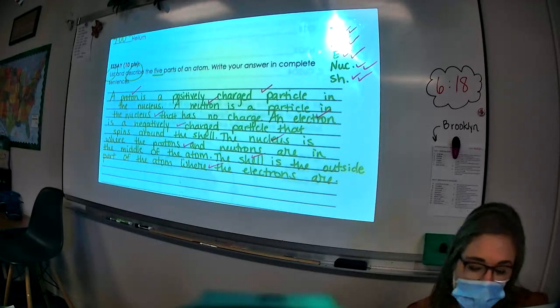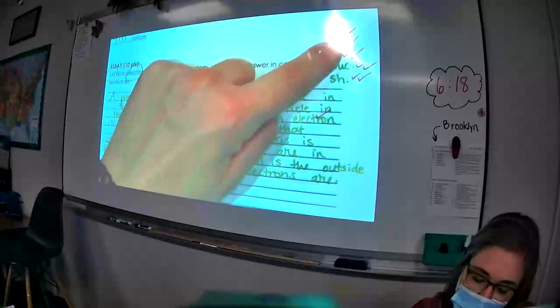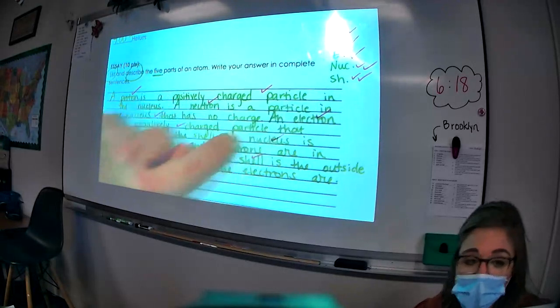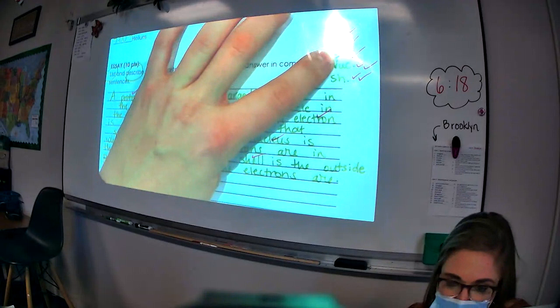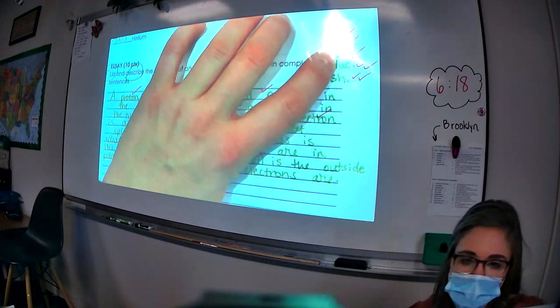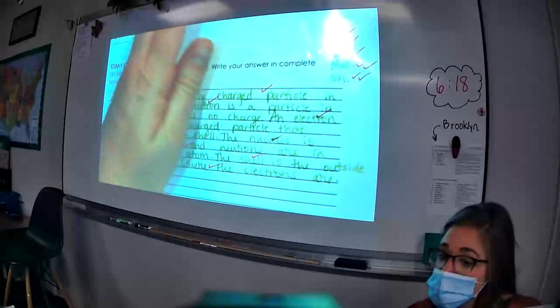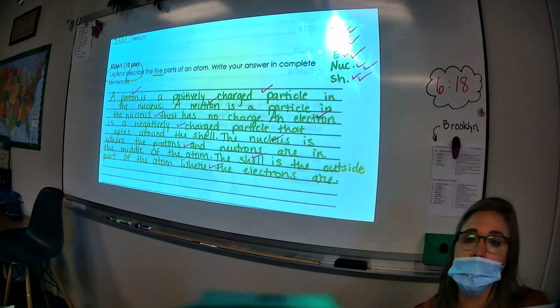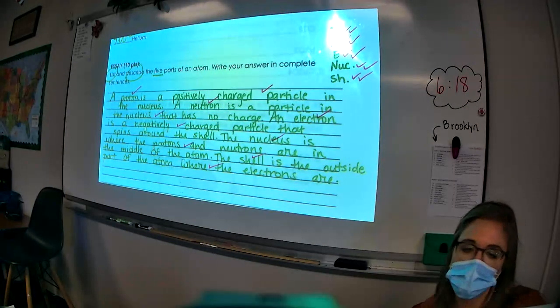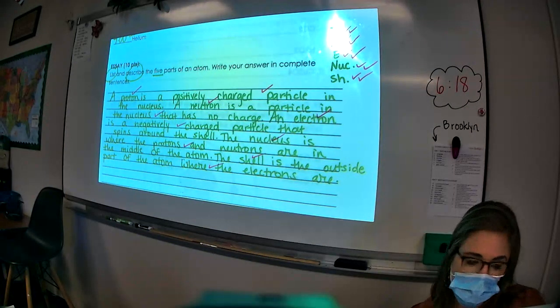What if you wanted to say the 5 parts are the proton, neutron, electron, nucleus, and shell? The proton is the positive particle in the nucleus. The neutron is the neutral particle in the nucleus, etc. Would that be okay? Yes. As long as you're naming all 5 parts and describing them accurately and correctly, then you'll get all the points. Okay? Landon, question?